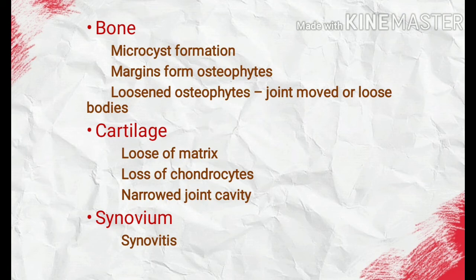Next, in bones. Since there is a loss of cartilage, the fluids in the cavity will try to enter into the bones and there will be microcyst formation. Also, when the bones are involved in friction, at the margins of the bones there will be formation of osteophytes, and these osteophytes sometimes get loosened and form loose bodies. Also in the synovium, that is the synovial membrane, there might be synovitis, that is inflammation of the synovial membrane. These are the changes that occur in osteoarthritis.